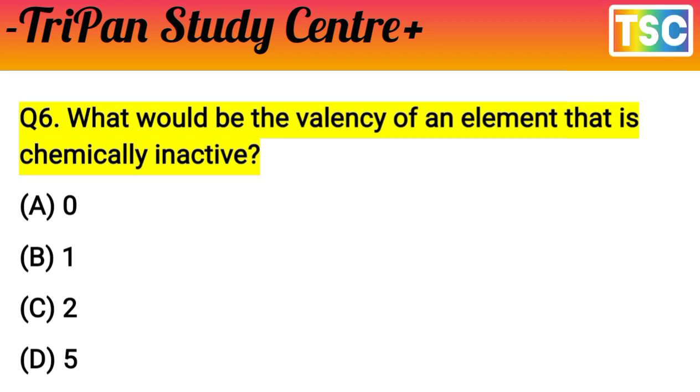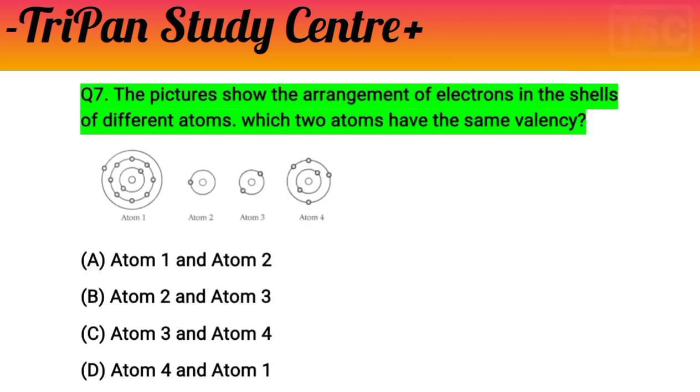And let's see the next question here. Next question on your screen. Question here. The picture shows the arrangement of electrons in the shells of different atoms. Which two atoms have the same valency? You know that question is very interesting. You know that picture on your screen, the two atoms are the same here, and there's different.